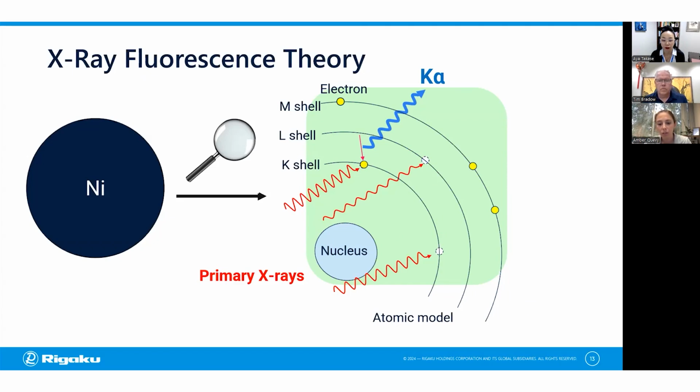And depending on which shell the electron is jumping from determines the line that is emitted. As we can see here, we're jumping from the M shell to the L shell, releasing an L-alpha emission line, and from the M shell to the K shell to release K-beta. And these are each seen as a peak by the spectrometer. So when we talk about spectra, these are the peaks that we're talking about.